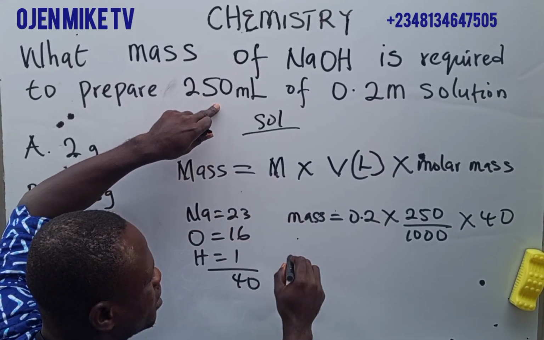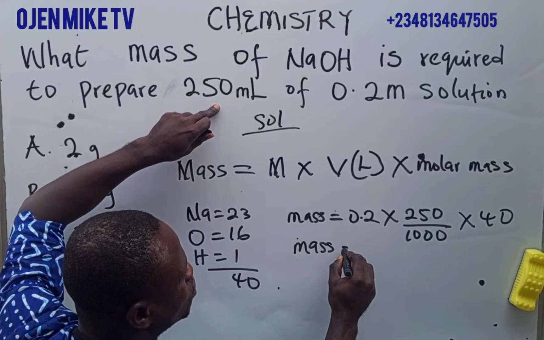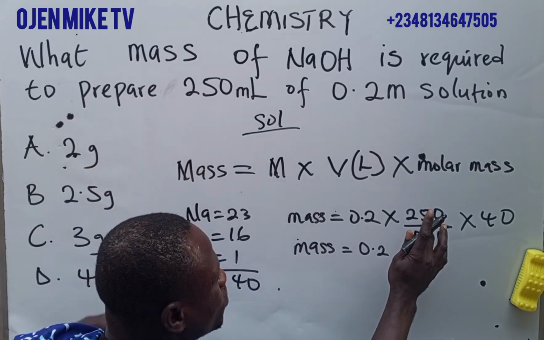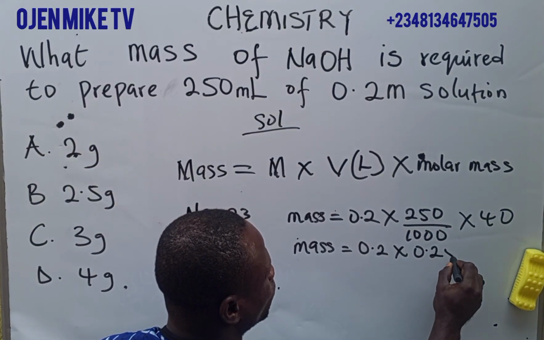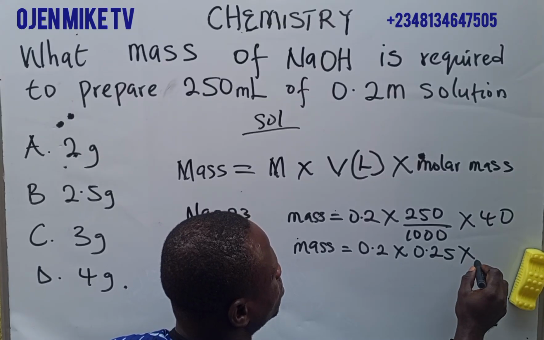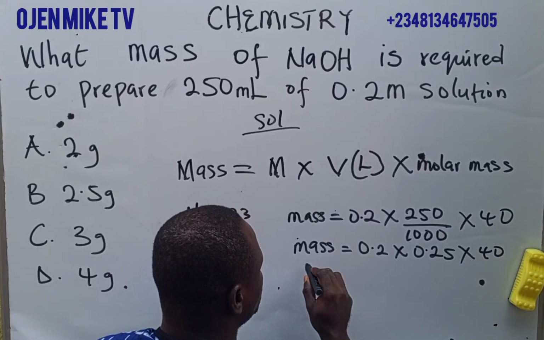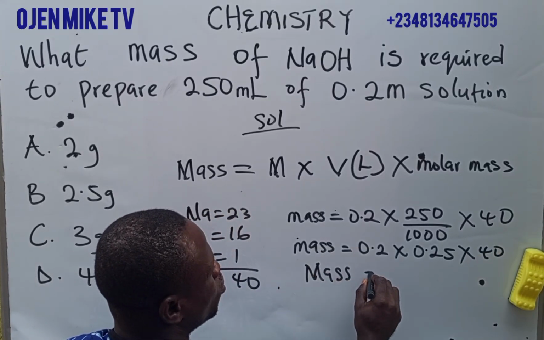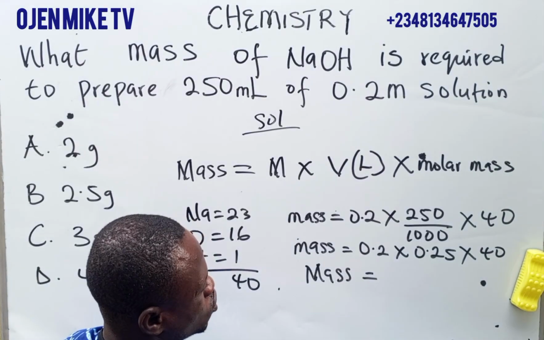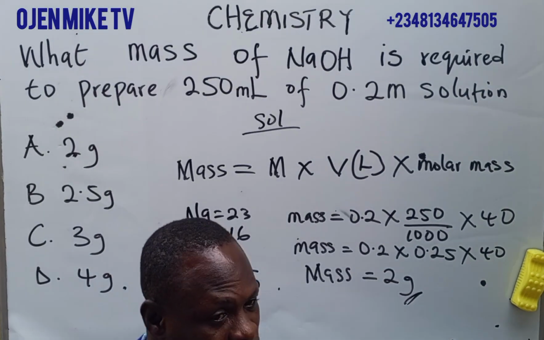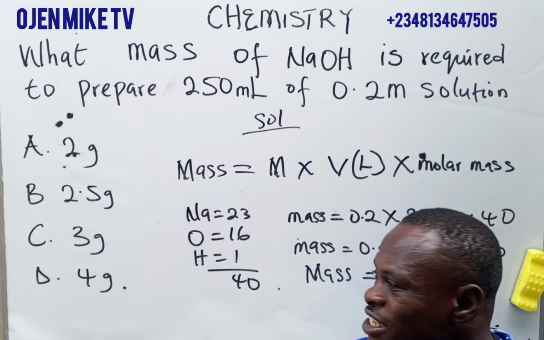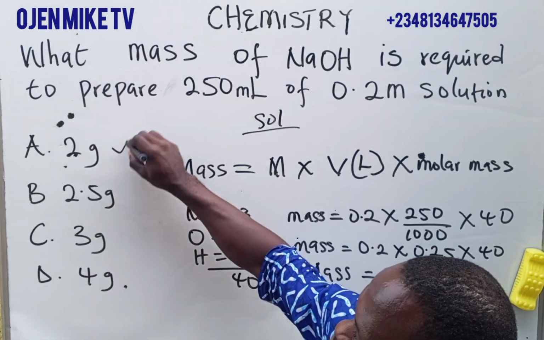Do you get that? Mass is equal to 0.2 times 0.25, if you divide this one by this one, multiplied by 40. So mass now will be equal to 2. You don't need to waste time. So our correct option is what? 2 grams.